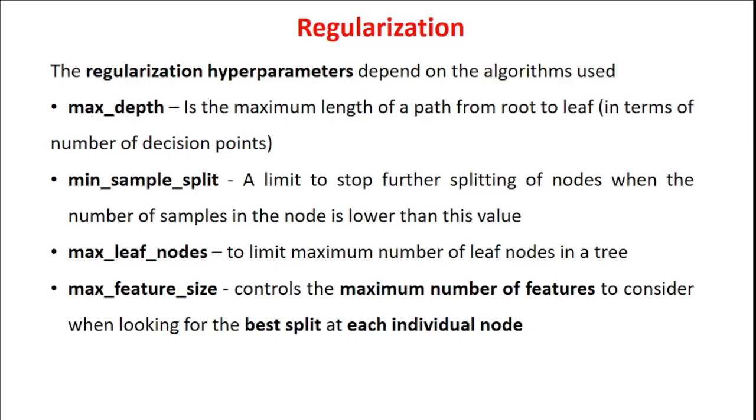Maximum leaf nodes limits the maximum number of leaf nodes in a tree. For example, 20: if the number of leaf nodes in a tree would exceed 20, it will be limited to 20. Maximum features controls the maximum number of features to consider when looking for the best split at a particular node.